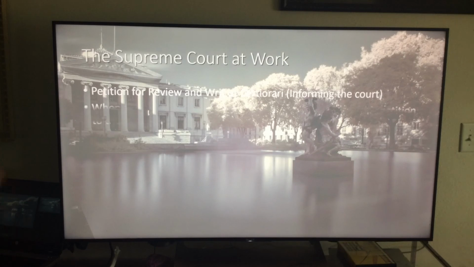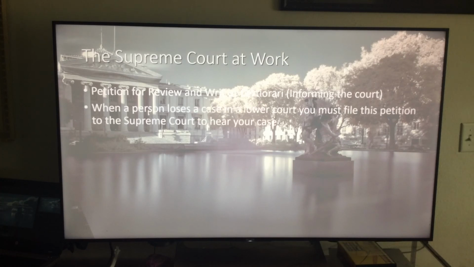I know it's hard to read, but it's earlier on. When you lose a case in lower court, you must file the petition with the Supreme Court to hear your case. So you lose, you need to file this petition with the Supreme Court to accept your case.